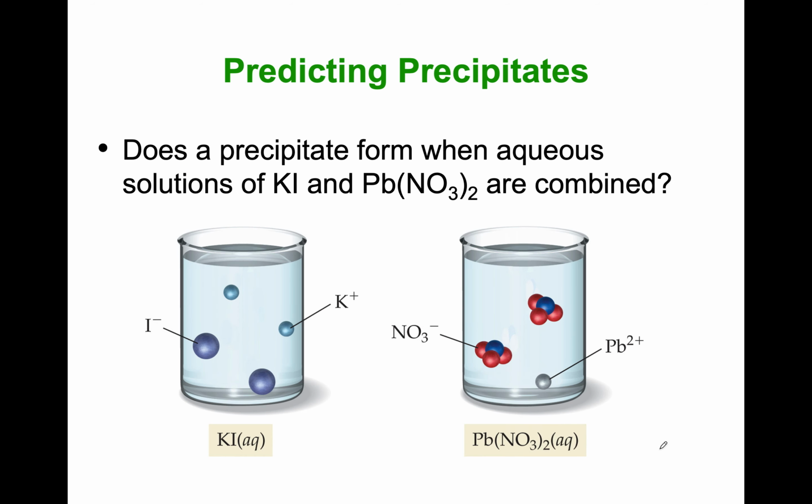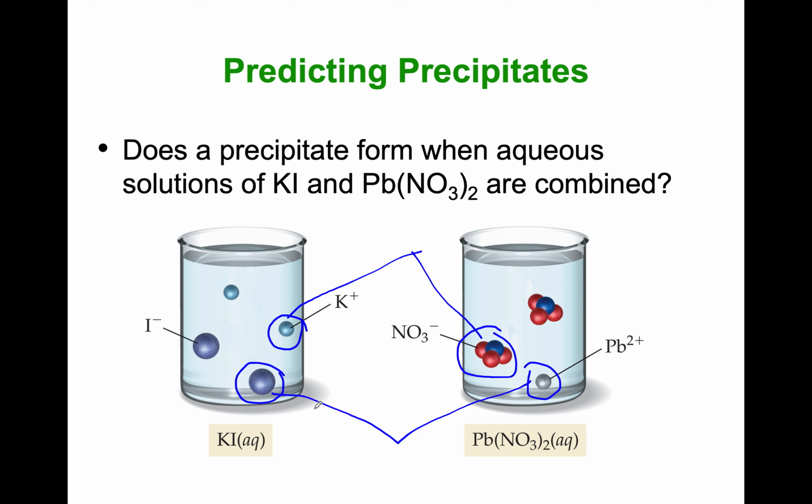Okay, so how do these rules work? Does a precipitate form when aqueous solutions of KI and Pb(NO3)2 are combined? So what we're looking at is ionic compounds. So we look over here, that's the cation. The cation's not going to combine with the other cation, okay? So our options are, does potassium nitrate form and does lead iodide form?